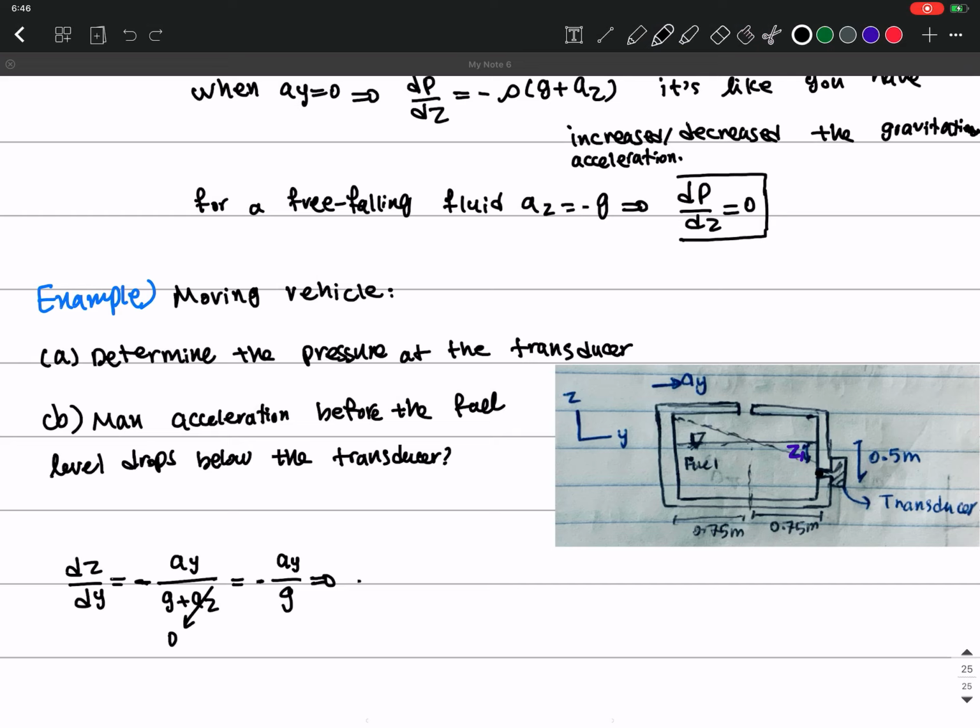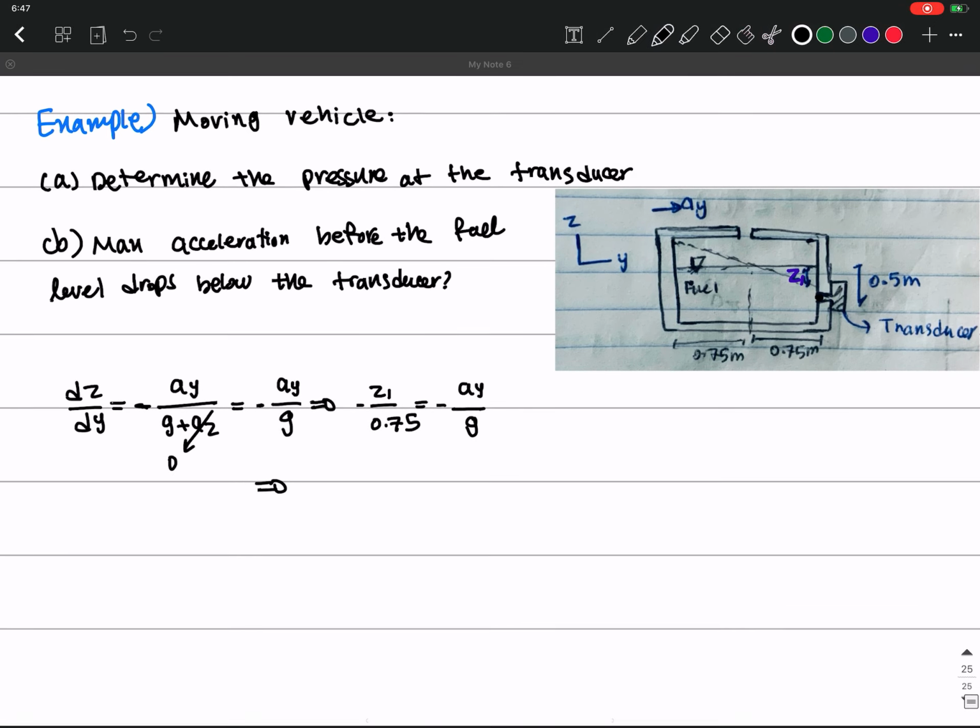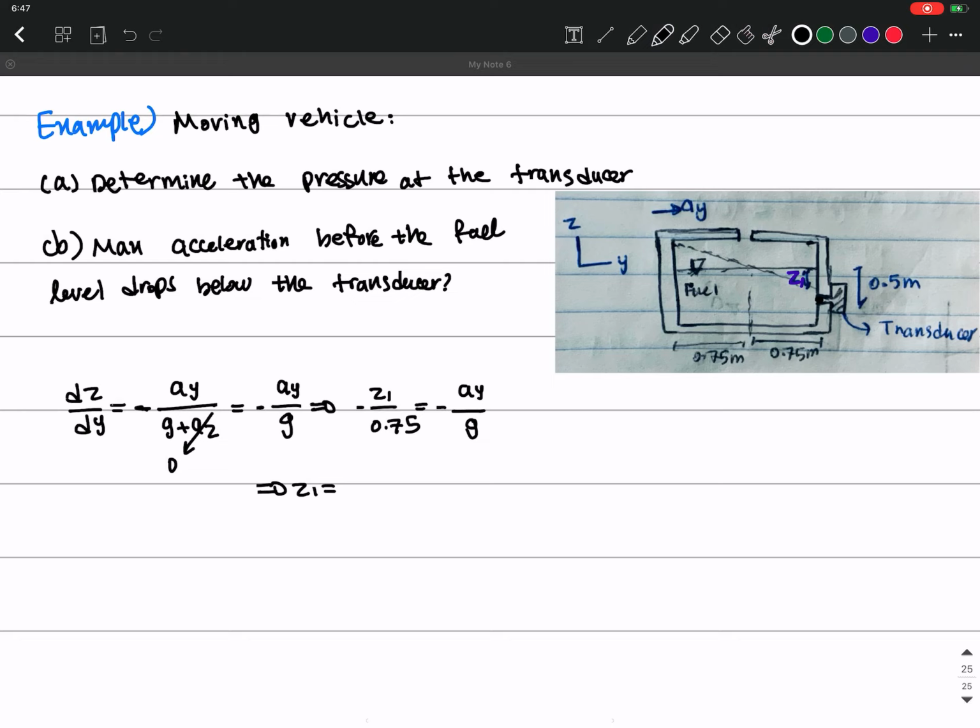So from that triangle, I can say that minus z1 over 0.75 is going to be equal to minus ay over g. Okay, so z1 is going to be 0.75 meter times ay over g. Okay, so I have this z1, and now I can calculate the pressure at the transducer.